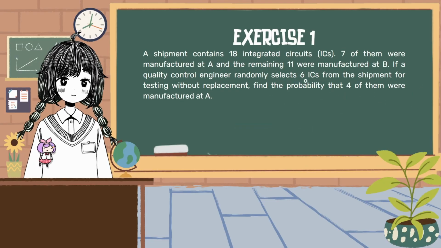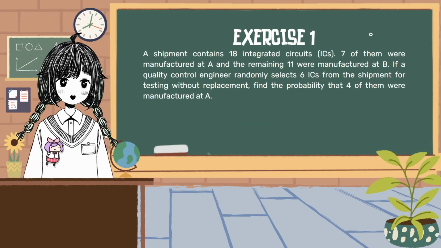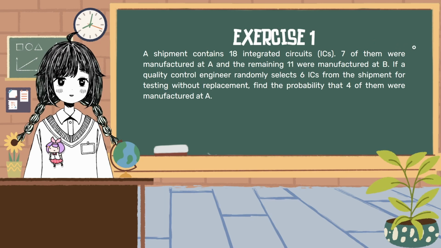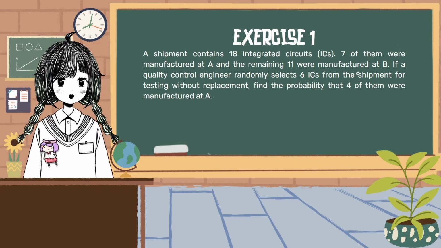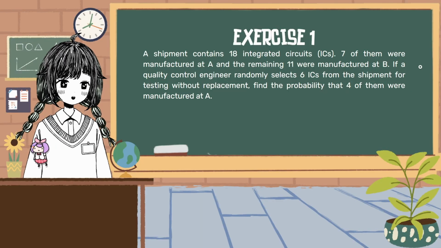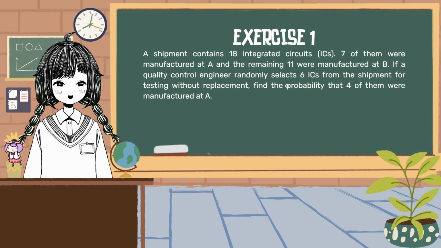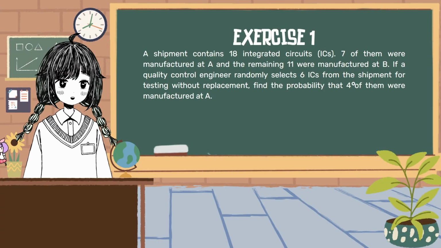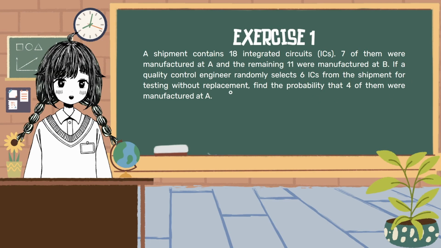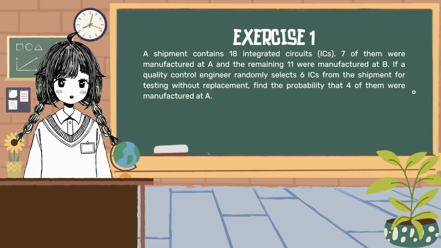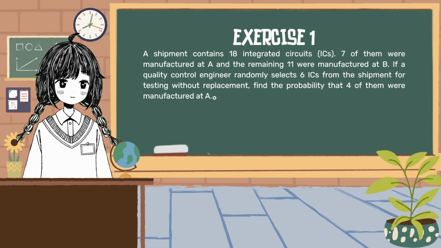Exercise 1. A shipment contains 18 integrated circuits, ICs. 7 of them were manufactured at A and the remaining 11 were manufactured at B. If a quality control engineer randomly selects 6 ICs from the shipment for testing without replacement, find the probability that 4 of them were manufactured at A.